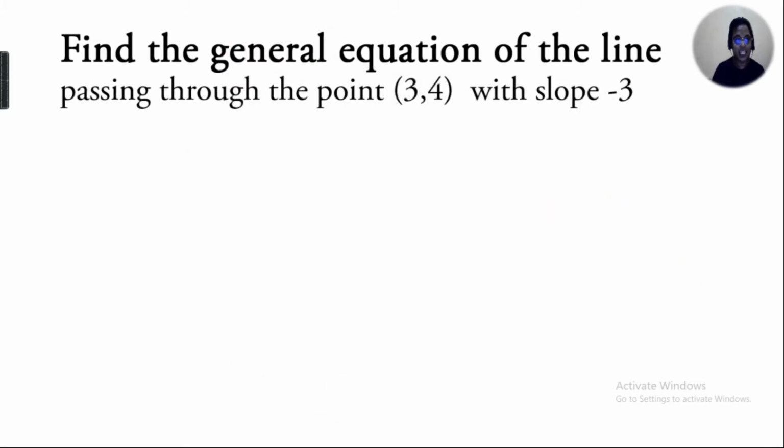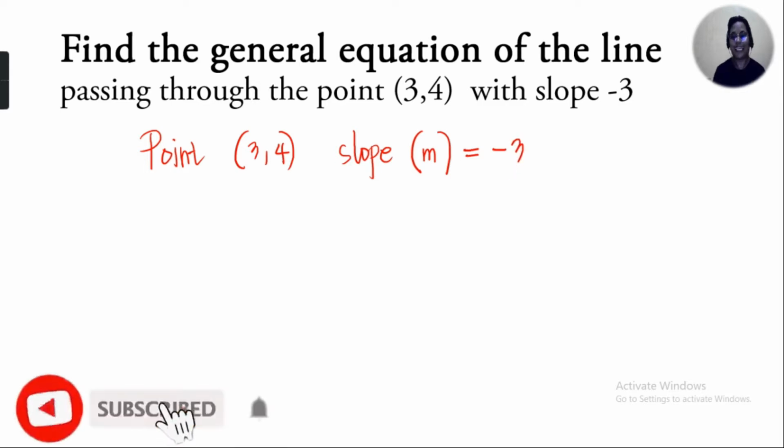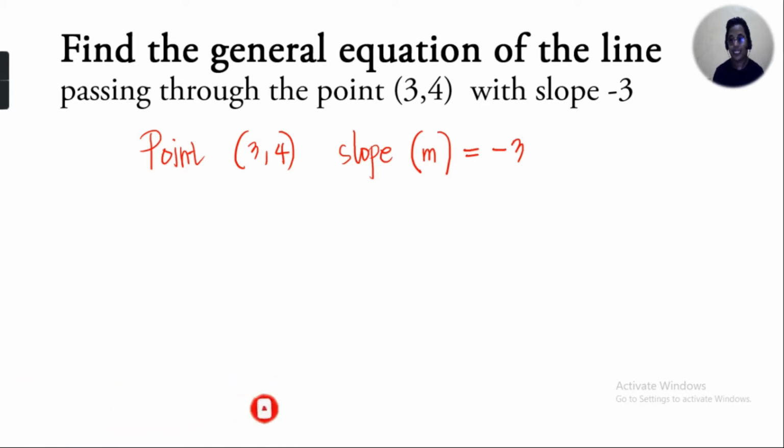Next, our condition is the line that passed through the point 3, 4 with slope negative 3. In this condition, we have the given point 3, 4 and slope m, which is equal to negative 3. When we say slope, this is the change in y over the change in x. Or in other words, the slope refers to the steepness of the line. So, kung gaano katirik yung ating line po.